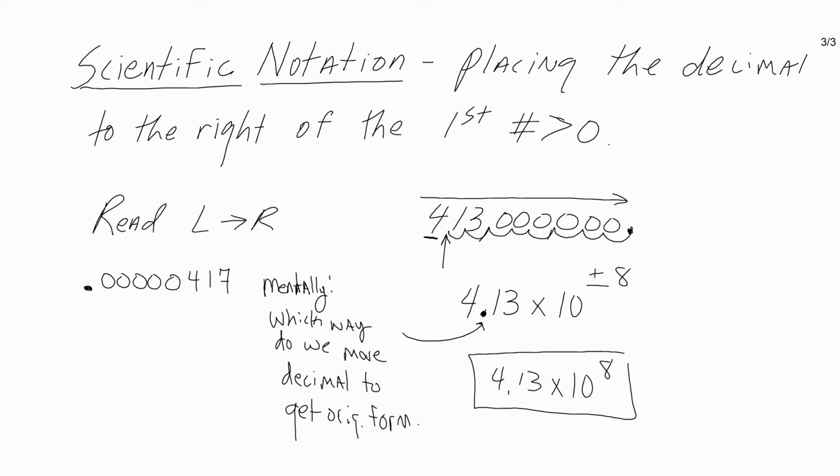All right, so here we go. Where is the first number greater than 0? God, y'all did it right this time. All right. 1, 2, 3, 4, 5, 6. 4.17 times 10 to the blank 6. Now, mentally, which way do we move that decimal to get it back the way it was? To the left, and that's a negative. So your final answer is 4.17 times 10 to the negative 6 power.